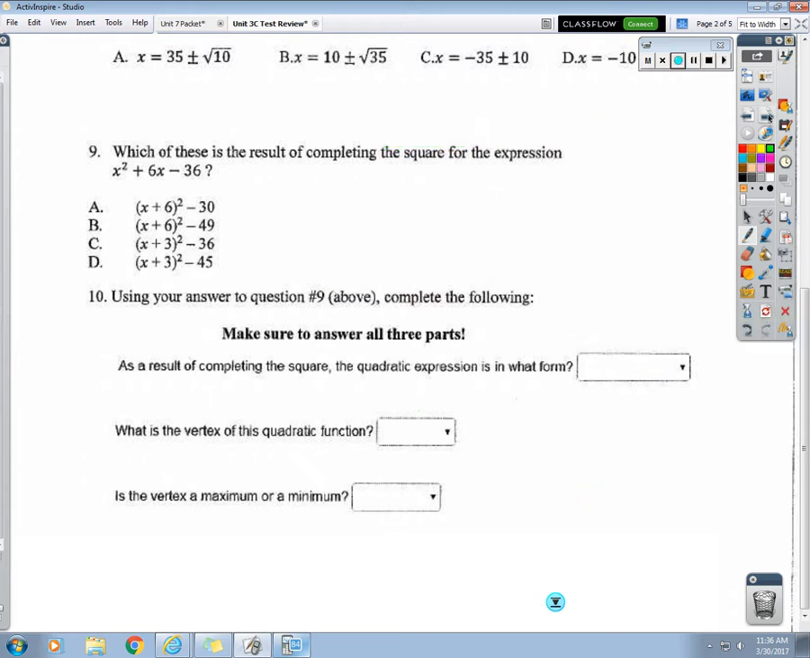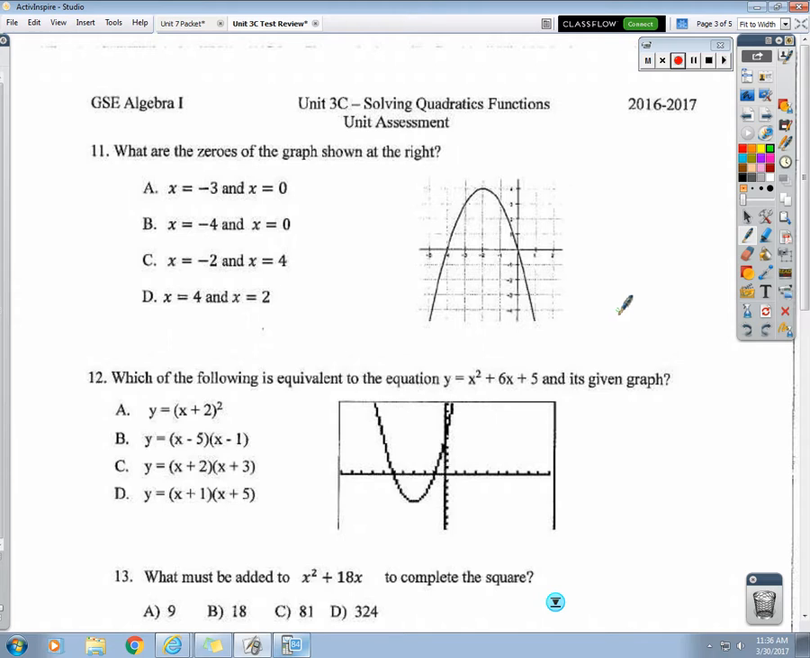Okay, next page. What are the zeros of the graph shown at the right? Well, you have to know what they mean by zeros. What are zeros? Correct. And it crosses the x-axis here at 0 and here at, so the answer is B. That's got to be the easiest one.